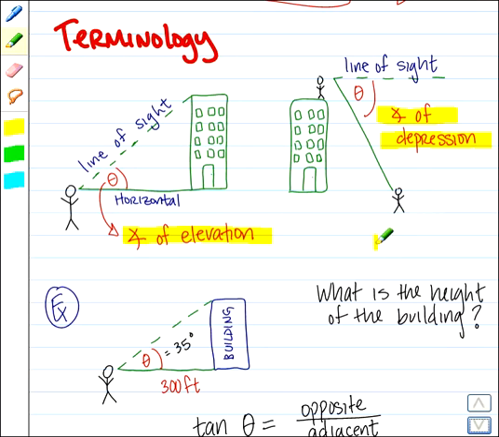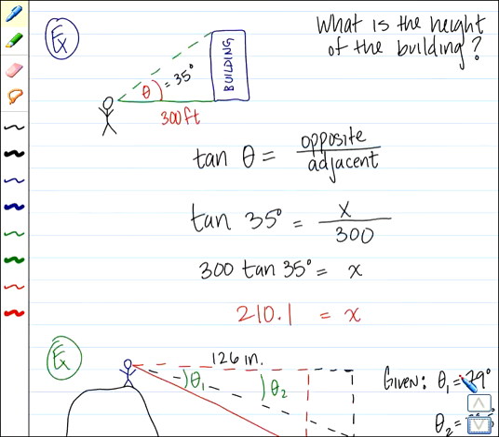Alright, two things to keep in mind here. Now, let's take a look at an example that involves the angle of elevation. We have here a guy that is 300 feet away from a building, and our angle of elevation happens to be 35 degrees. What we're interested in knowing is the height of the building. I'm going to label this x, our unknown.